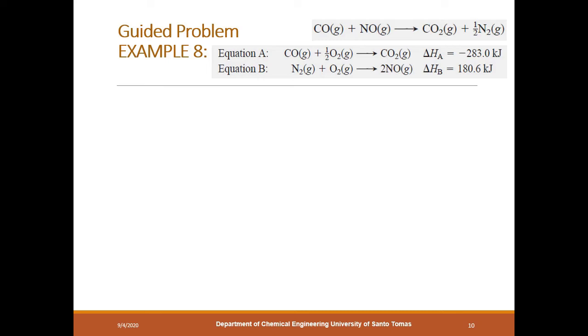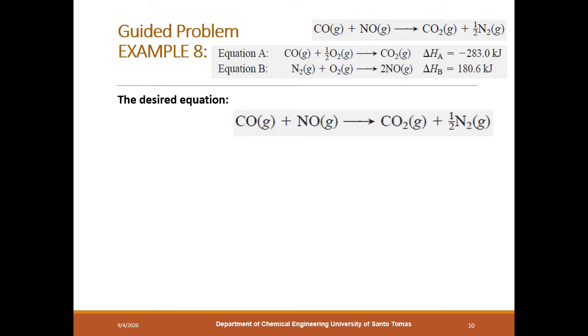So to solve this example, we must manipulate the given thermochemical equations A and B and their delta H values to get the target equation and its delta H. All substances except those in the target equation must cancel. So, as a start, we write the desired equation, as given in the problem also, which is again nitric oxide and carbon monoxide reacting to form carbon dioxide and 1/2 mole of molecular nitrogen.